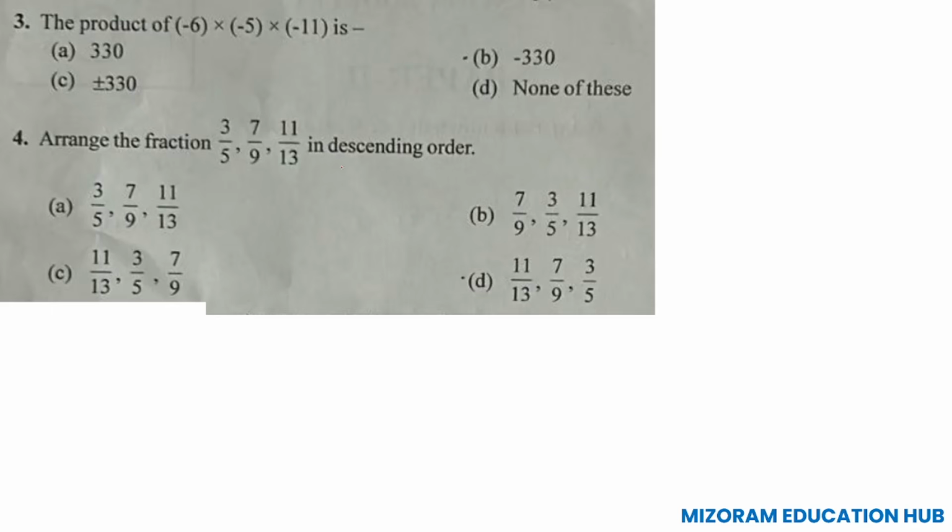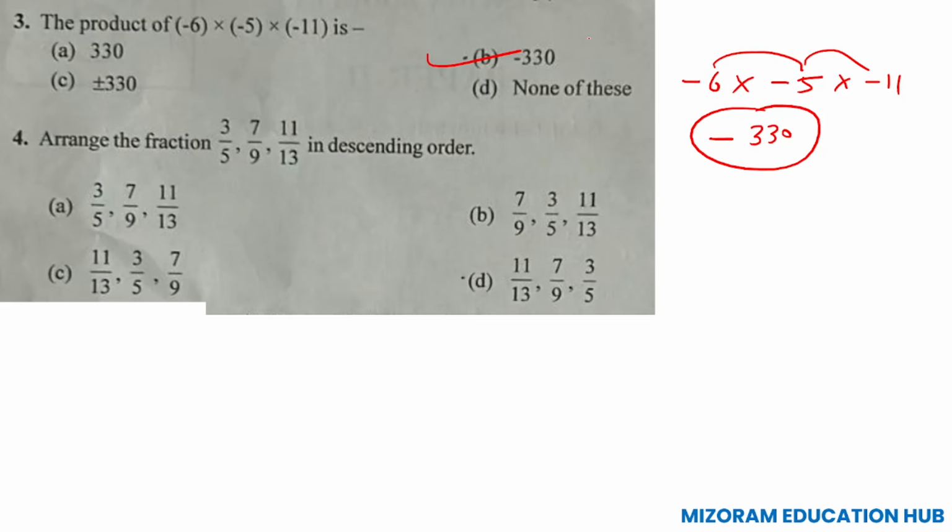Next question. The product of minus 6 into minus 5 into minus 11. Minus times minus is plus, and plus times minus is negative. So 6 fives are 30, and 30 elevens are 330. Minus 330 is the correct answer, option B.